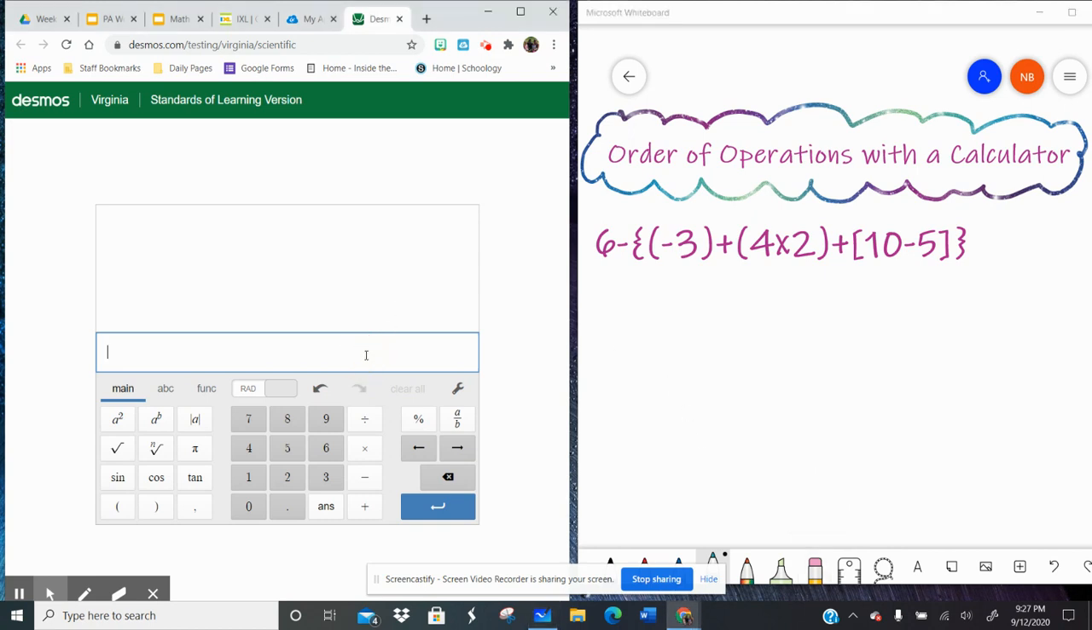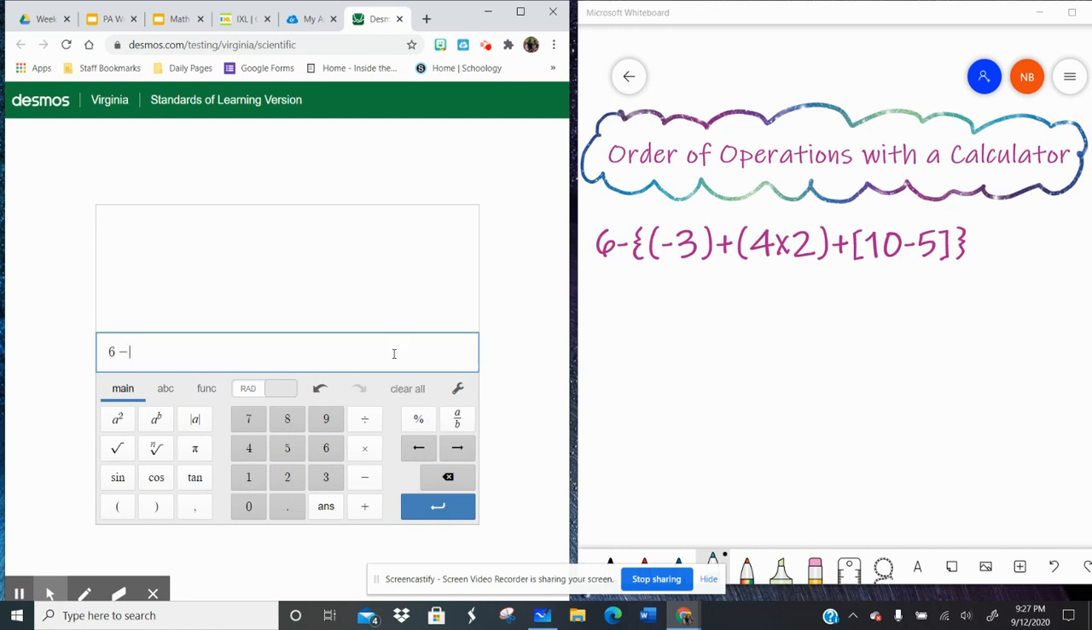So I want to show you some tricks in the calculator because there are some things you need to be aware of. So if I take this 6 minus, and then I have the braces, -3 plus 4 times 2 plus, and then I have the brackets, 10 minus 5, close the brackets, close the braces. Woo, there's a lot going on. So I'm going to show you some tricks on how to actually input this into the Desmos calculator.